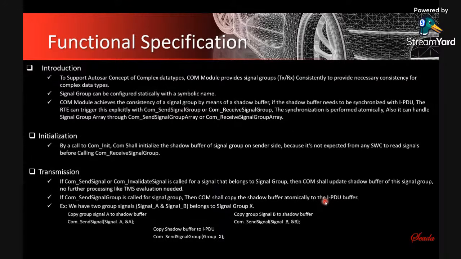First of all, software component 1 will call COM send signal A and will add the value of signal A. Then the shadow buffer is updated, and send signal B will be triggered from software component B. Then at this point, the shadow buffer will be updated for signal B. Everything is good. The buffer is filled. Then we call send signal group, and the whole signal group is updated in the IPDU, and the normal flow will come after this.